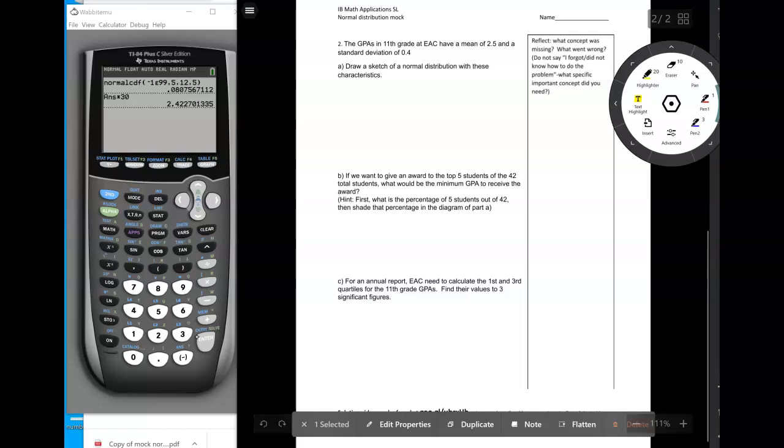Number 2, the GPAs in 11th grade at EAC have a mean of 2.5 and a standard deviation of 0.4. Draw a sketch of the normal distribution with these characteristics. So again, even if it doesn't ask you to draw the distribution, always a good thing to do. So the middle would be the mean of 2.5. And then the standard deviation is 0.4, so we just add 0.4, add 0.4, subtract 0.4, subtract 0.4.